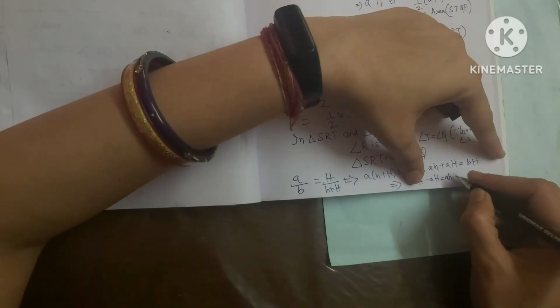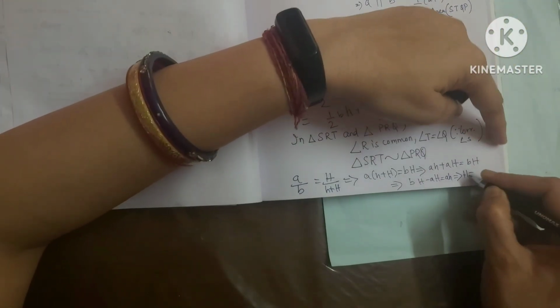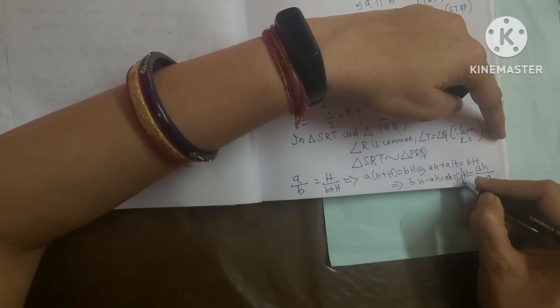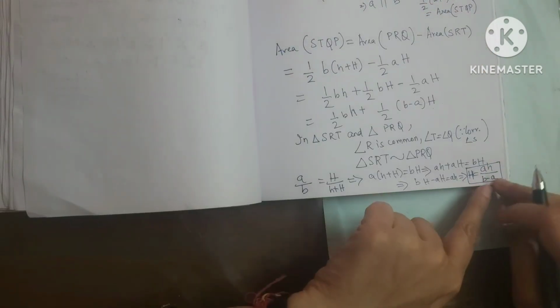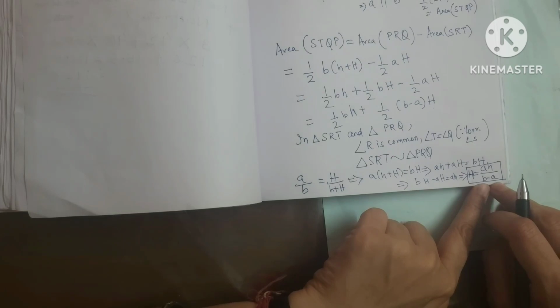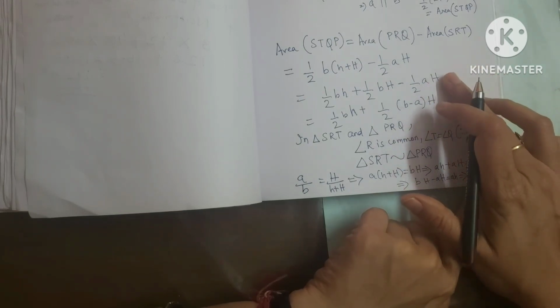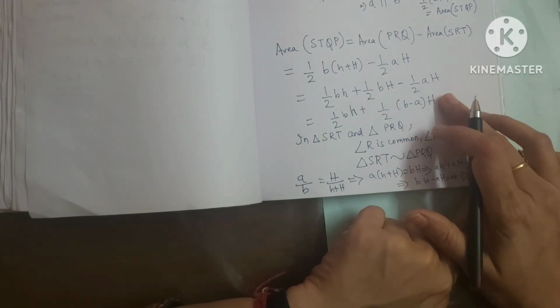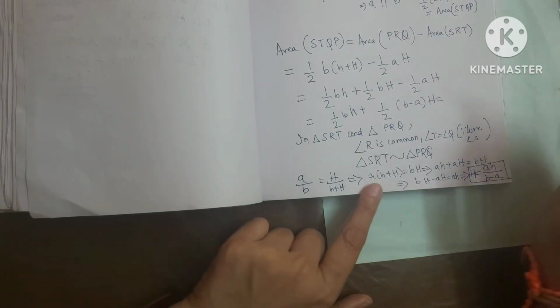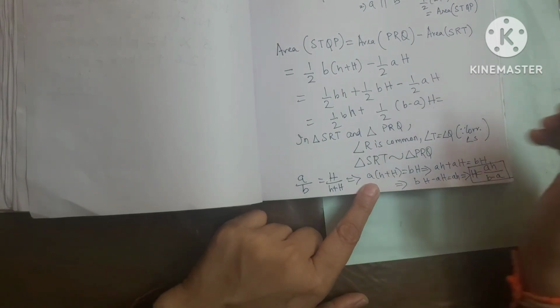Now I can write H is equal to AH by B minus A, right? This I can write down. h equal to AH by B minus A. Now if I put this value of h here in this equation, then I will be able to reach the formula of trapezium given in the question to prove.